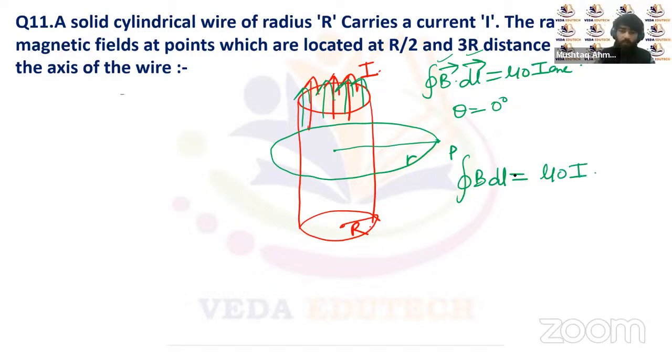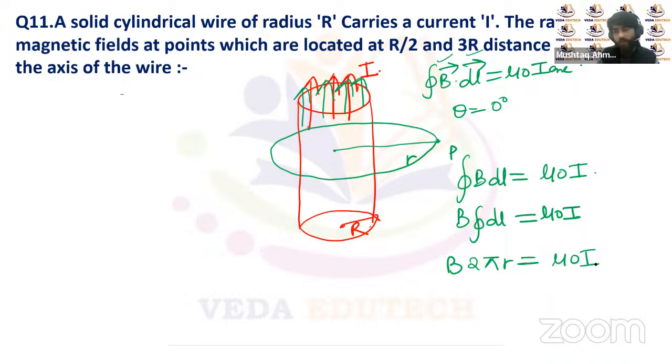At each and every point on the Amperian loop, the magnitude of the magnetic field is a constant. The direction of the magnetic field is different, but the magnitude at each and every point on the Amperian loop is constant. So we can take B outside this integral, and we'll be left with the integral of dl equal to mu naught I. Now the integral of dl gives us the circumference of this Amperian loop, that's 2 pi r, so B times 2 pi r equals mu naught I. So the magnetic field due to a current carrying cylinder outside the cylinder will be mu naught I upon 2 pi r.